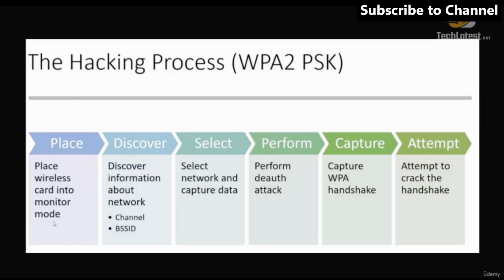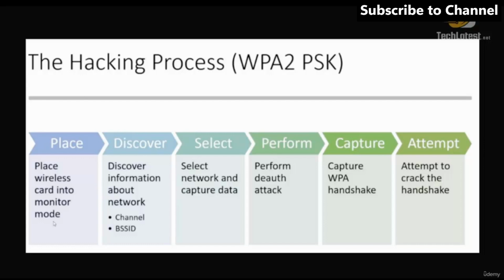There are two important pieces of information that I've discussed before that we need to collect about our target: the BSSID, which is the MAC address of the Wi-Fi network, and the channel, its frequency. With this information, we go into the select stage, where we select that particular network to attack, and then start capturing data from it.